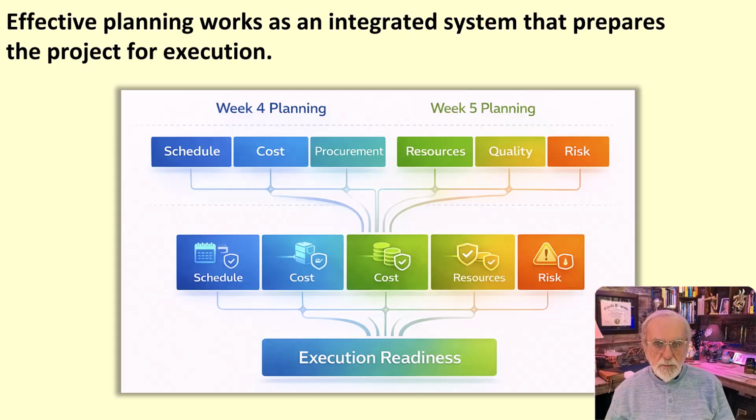successfully. The main point is that these planning areas interact continuously. A resource issue may affect schedule and cost, a quality problem may create rework and new risk, a procurement delay can affect both timing and resource availability, a risk response may require more budget, more time, or tighter controls. These are not separate concerns. They are part of one delivery system.